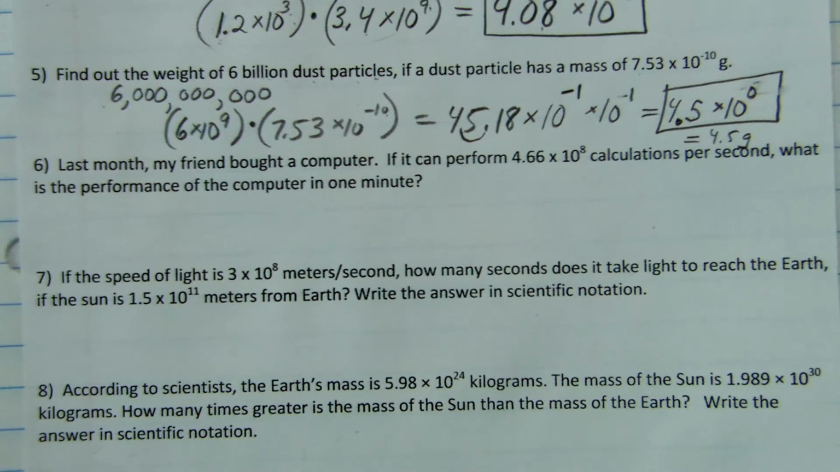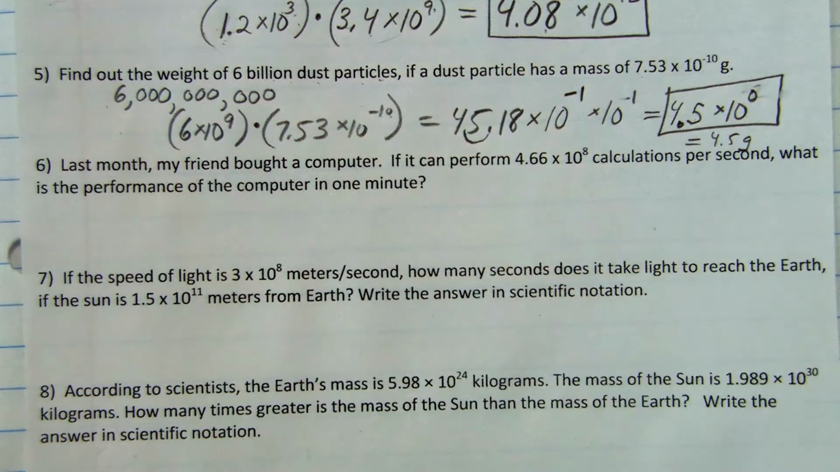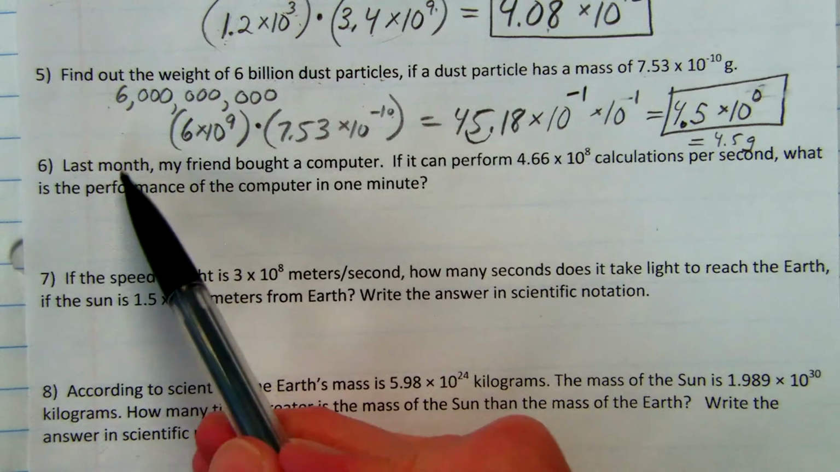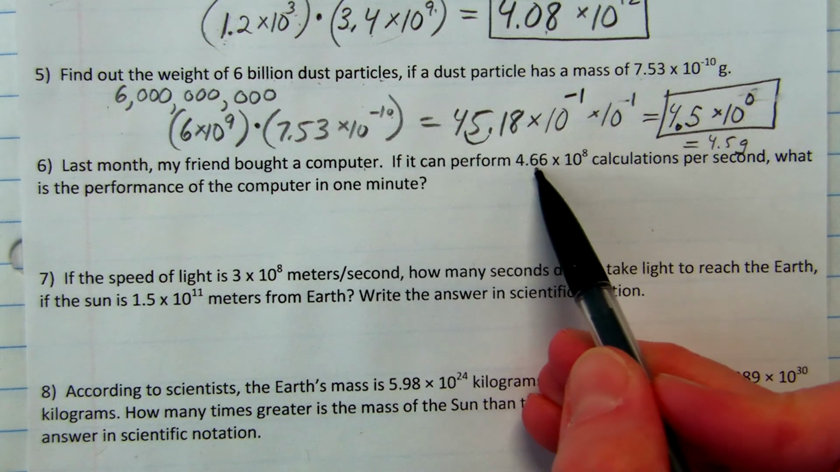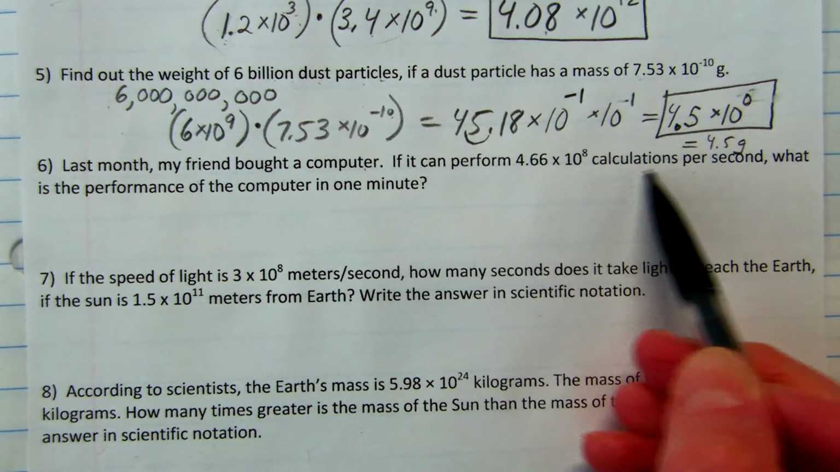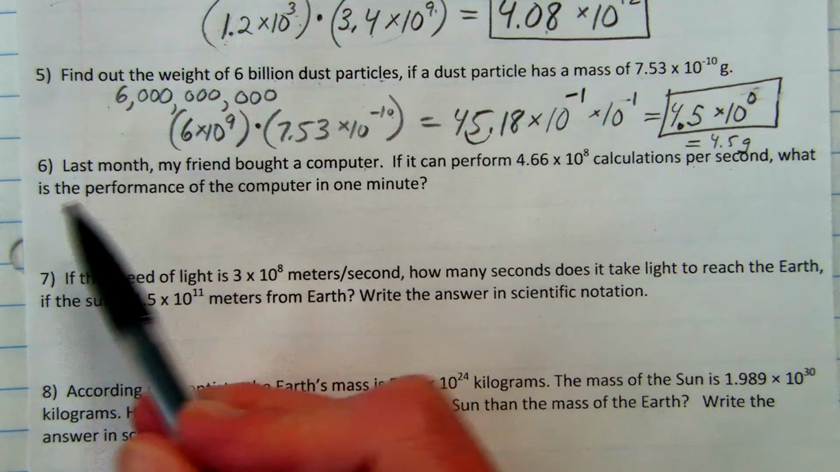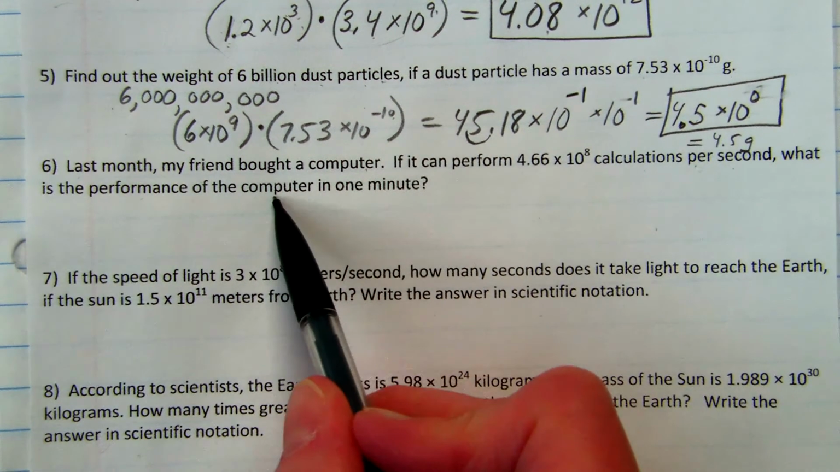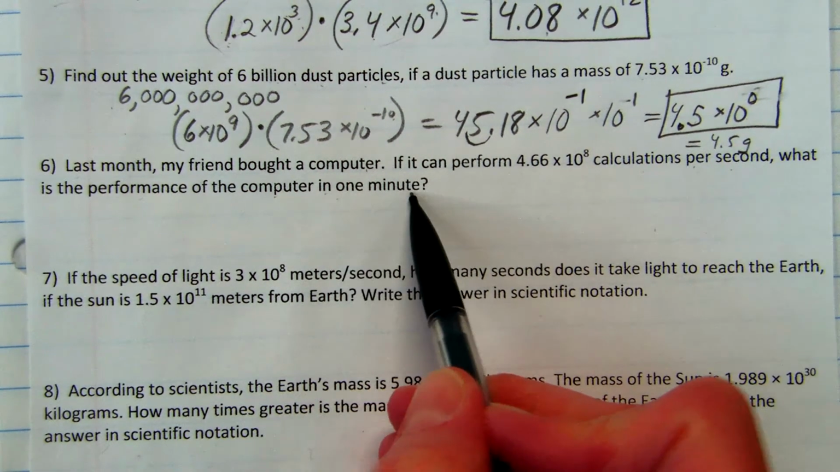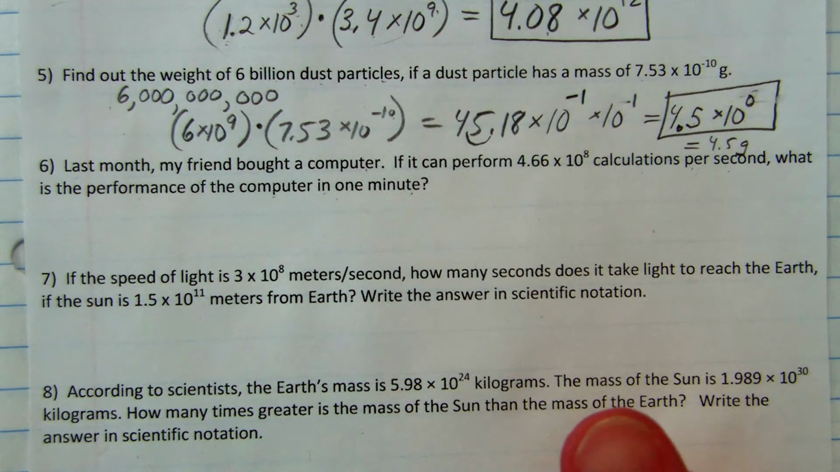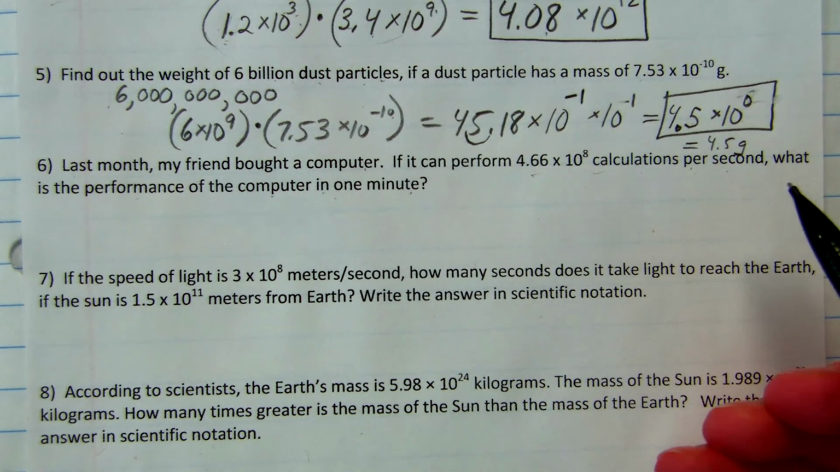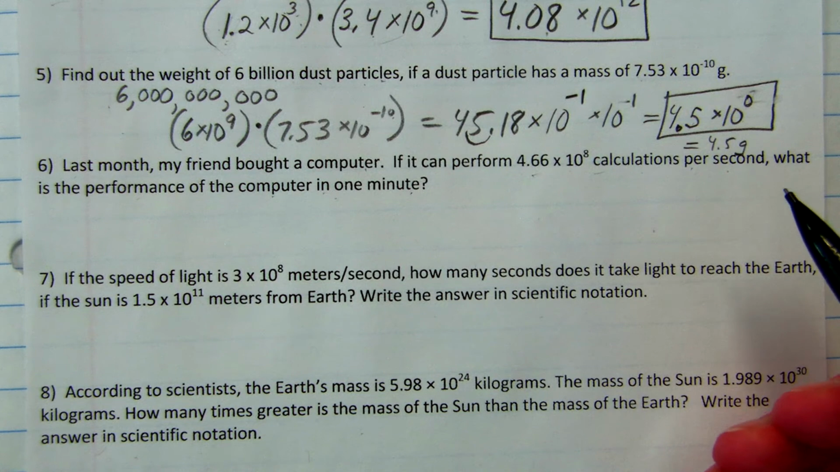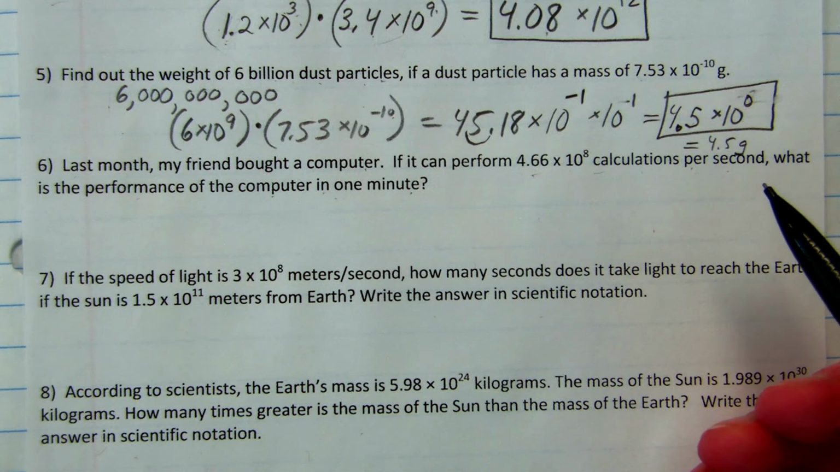We're so fragile. Shh, we're recording, guys. It says: last month, my friend bought a computer. If it can perform 4.66 times 10 to the 8th calculations per second, what is the performance of the computer in 1 minute? So tell me how we're going to figure this out. This is how many calculations there are per second.